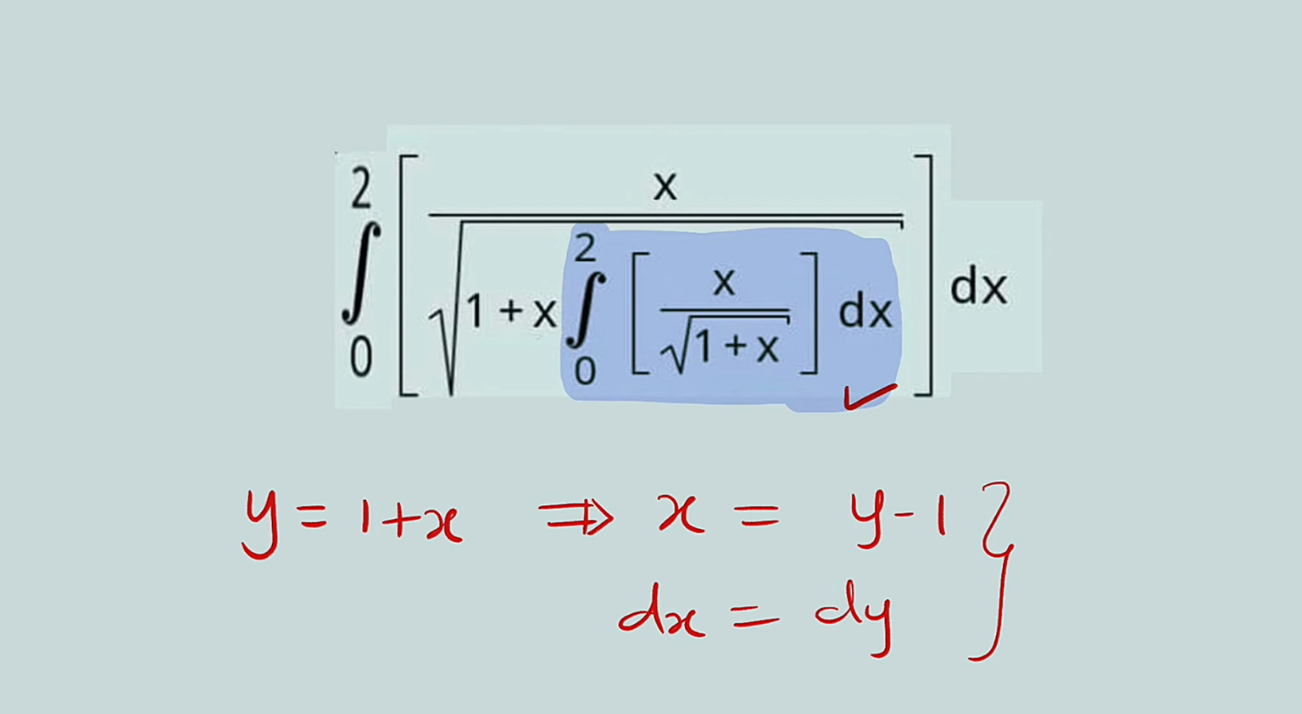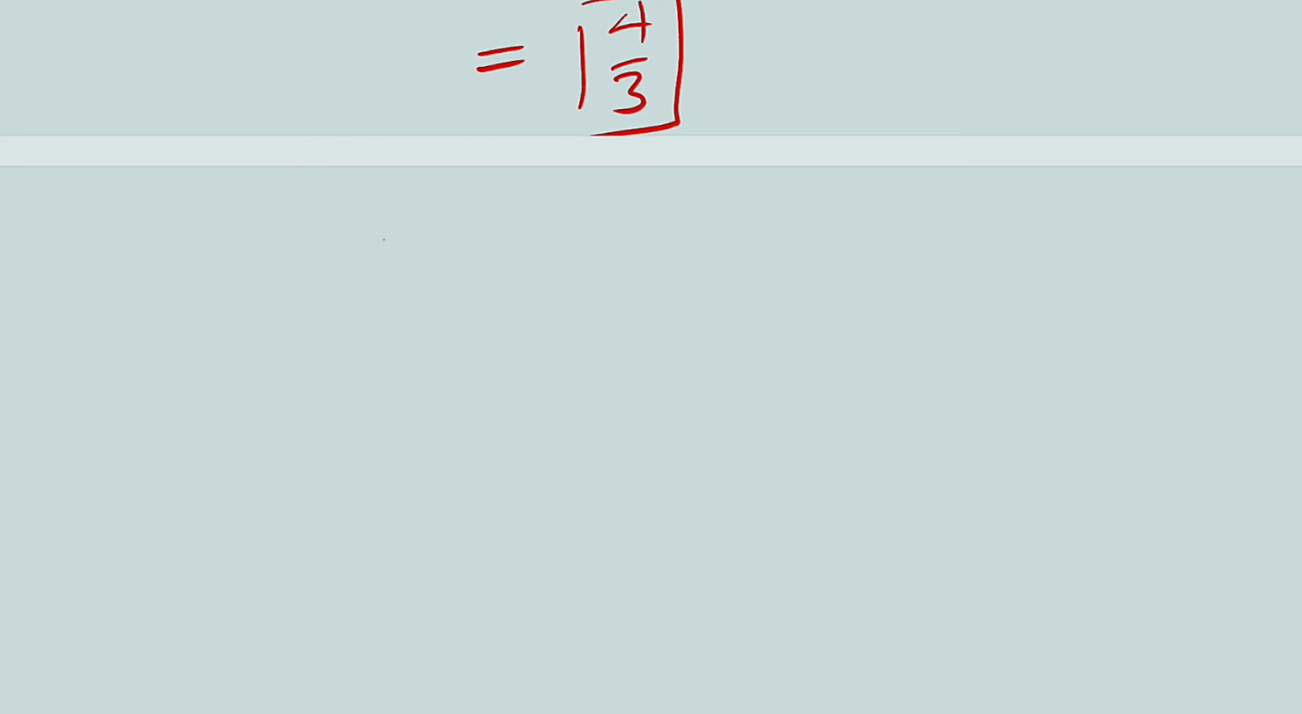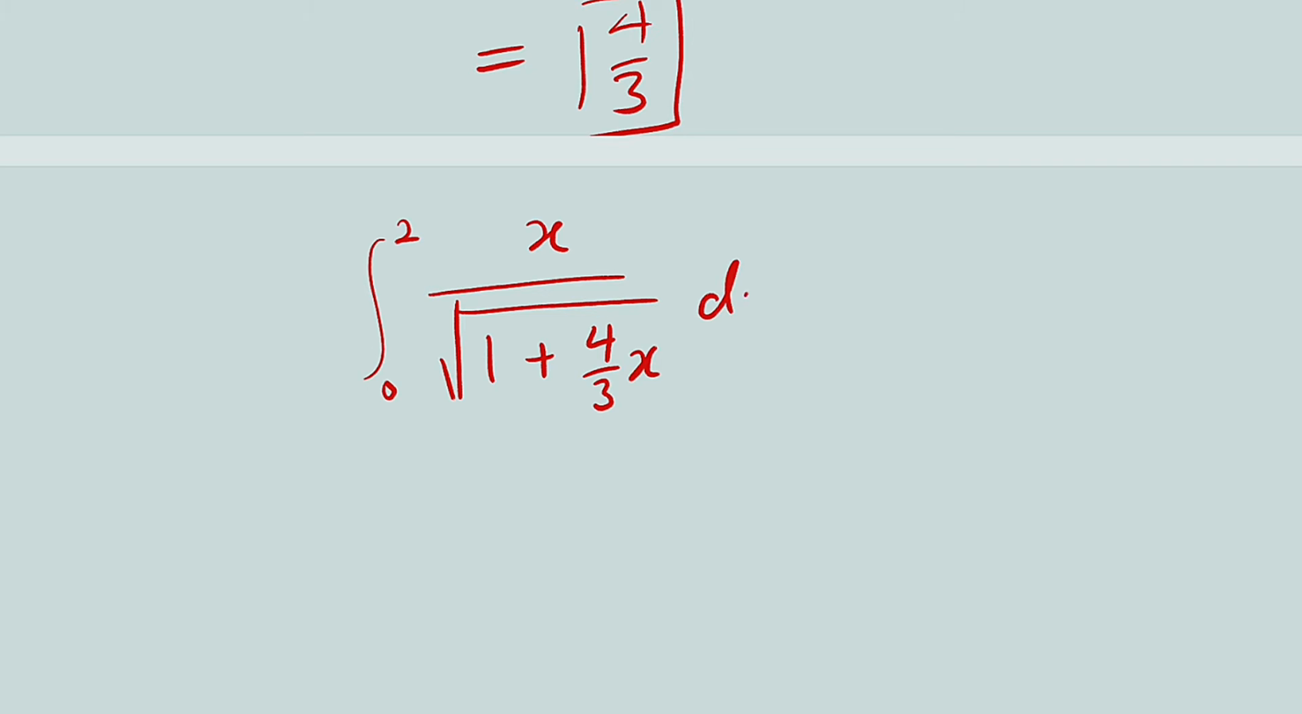And now we are going to take x and multiply by that 4 over 3, then we continue. So now our integral becomes the integral from 0 to 2 of x divided by the square root of 1 plus x multiplied by 4 over 3, which is the same thing as 4 over 3 x dx. So this is the last thing we have to integrate to get our solution.